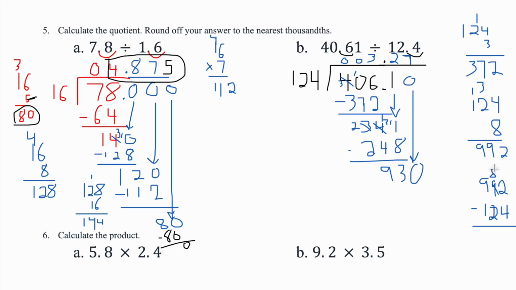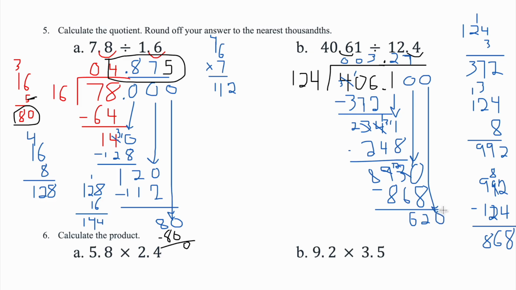Okay, so I got 8. 12 minus 4 is 8. 8 minus 2 is 6. 9 minus 1 is 8. So I got 868. Borrow to subtract. Borrow to subtract. Drop another 0. Got 620. It should be less than this.